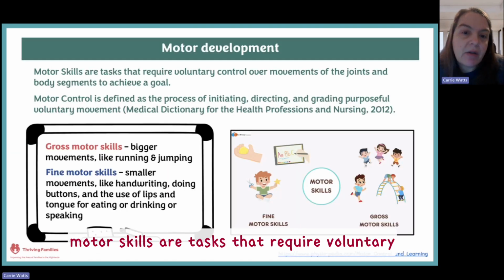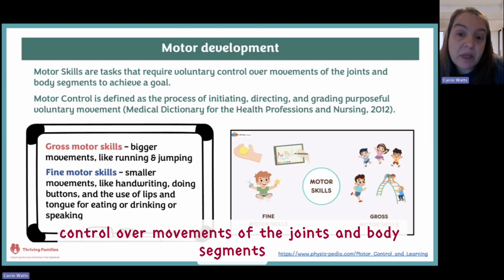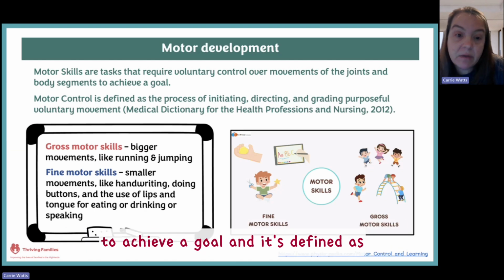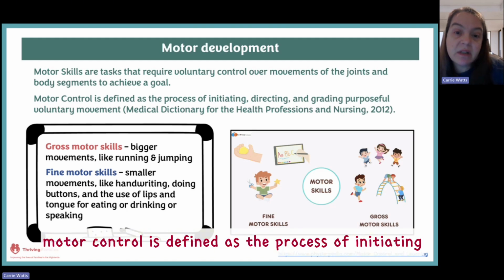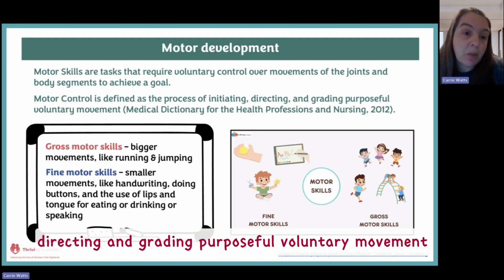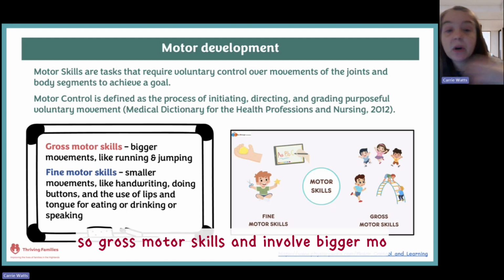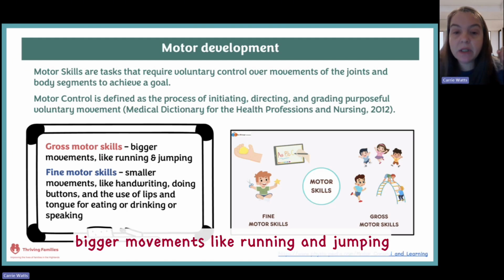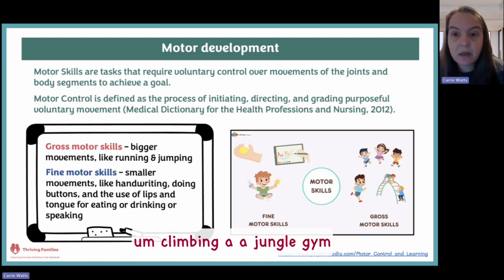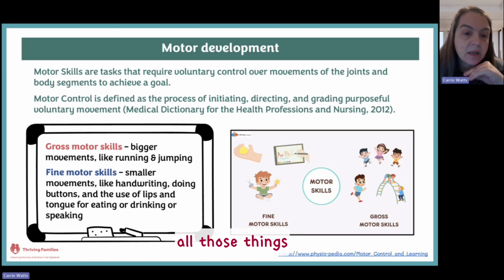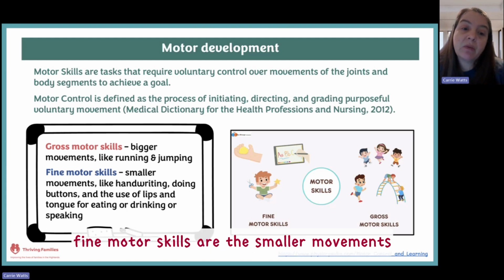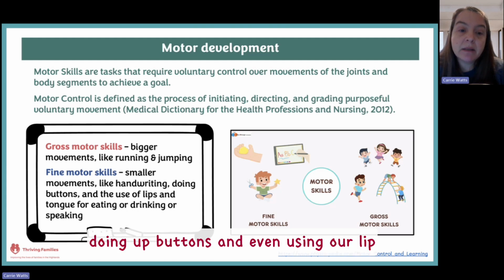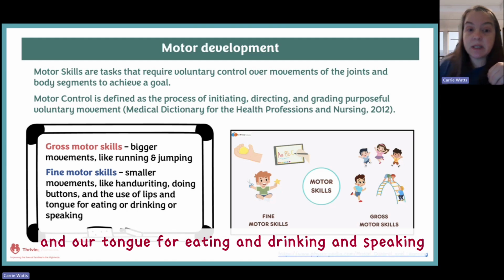Motor skills are tasks that require voluntary control over movements of the joints and body segments to achieve a goal. Motor control is defined as the process of initiating, directing, and grading purposeful voluntary movement. So gross motor skills involve bigger movements like running and jumping, climbing a jungle gym, all those things. Fine motor skills are the smaller movements like handwriting, doing up buttons, and even using our lips and our tongue for eating and drinking and speaking.